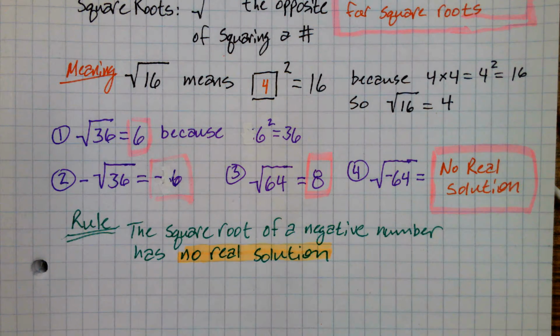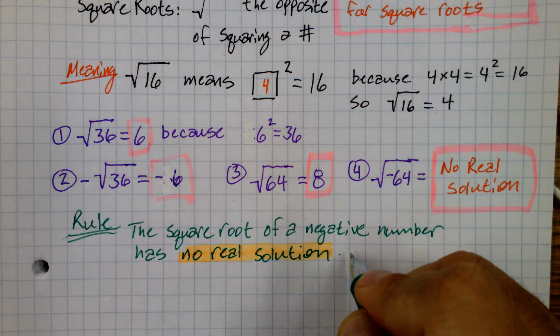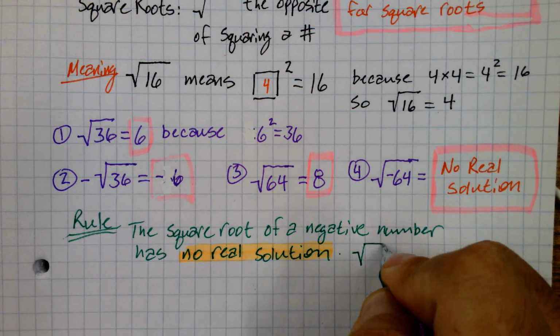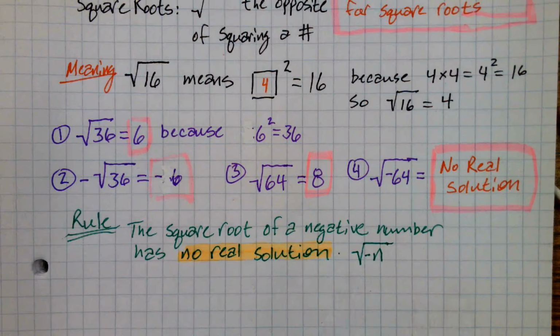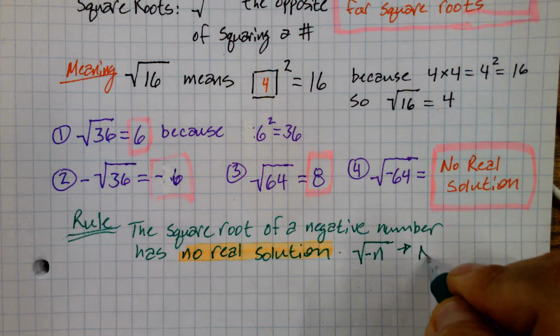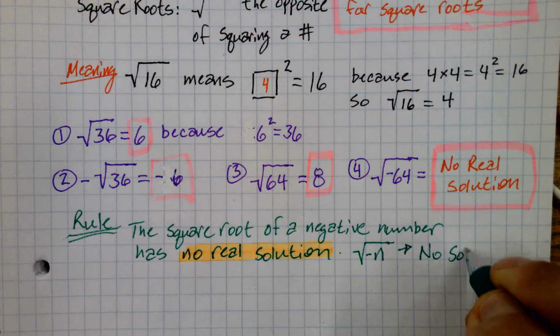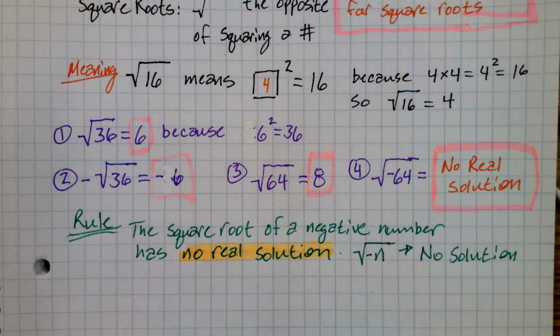Now, so bottom line, if this happens, just write no real solution. If you have something like this, the square root with a negative inside, just say no solution.